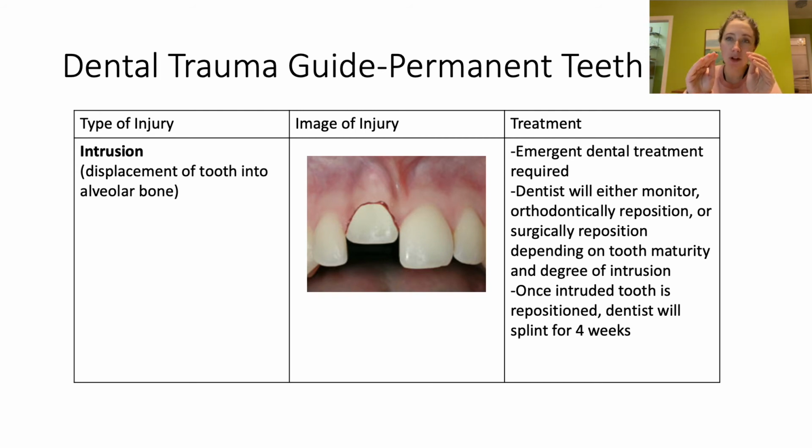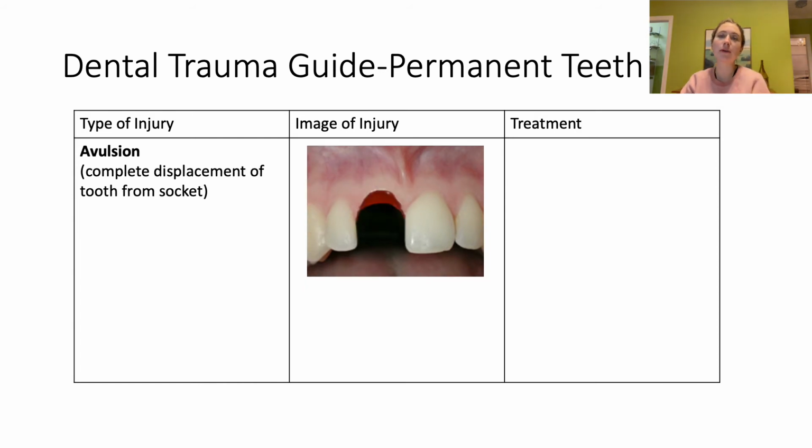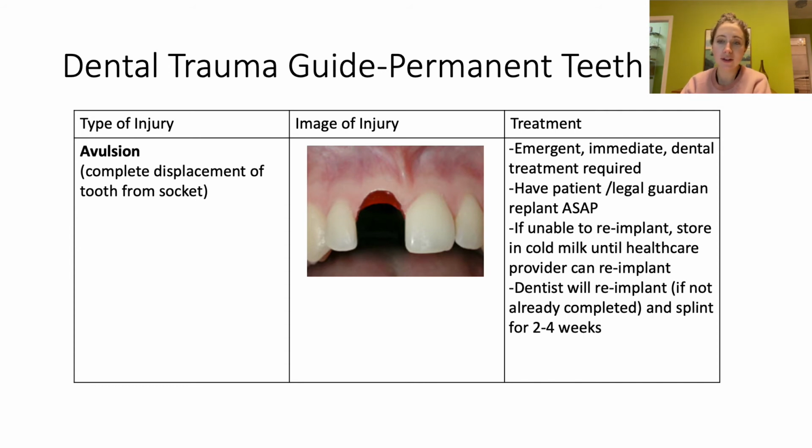If it gets knocked so that it's out, but not out all the way, extruded, then you can go ahead and try to push it back in. For avulsion, that's when the tooth is completely displaced. This is the only dental injury that requires immediate emergent treatment. So have the parent or the legal guardian put it in as soon as possible.